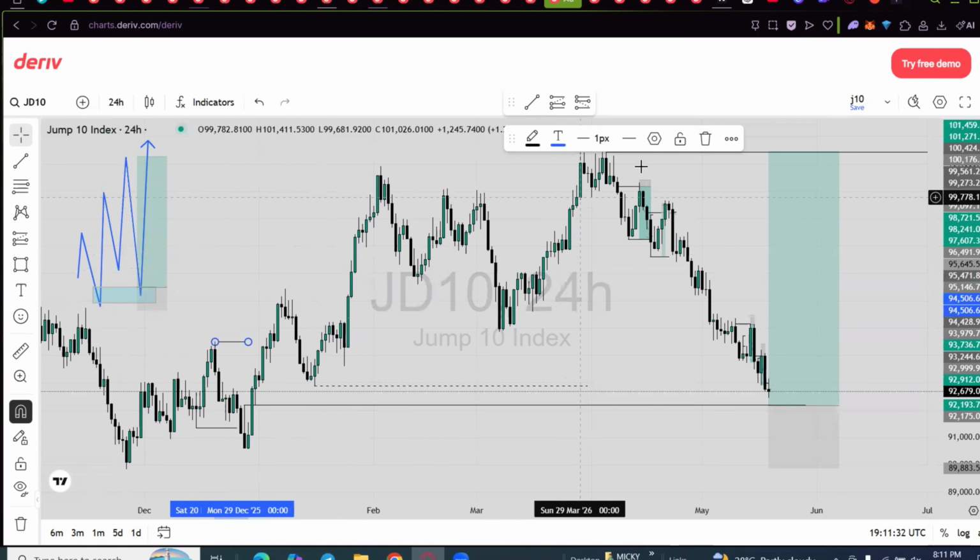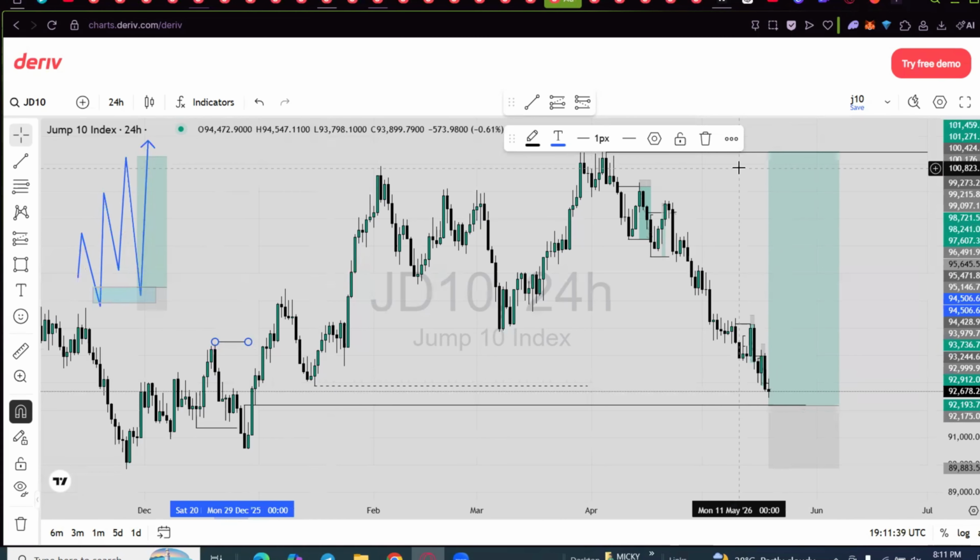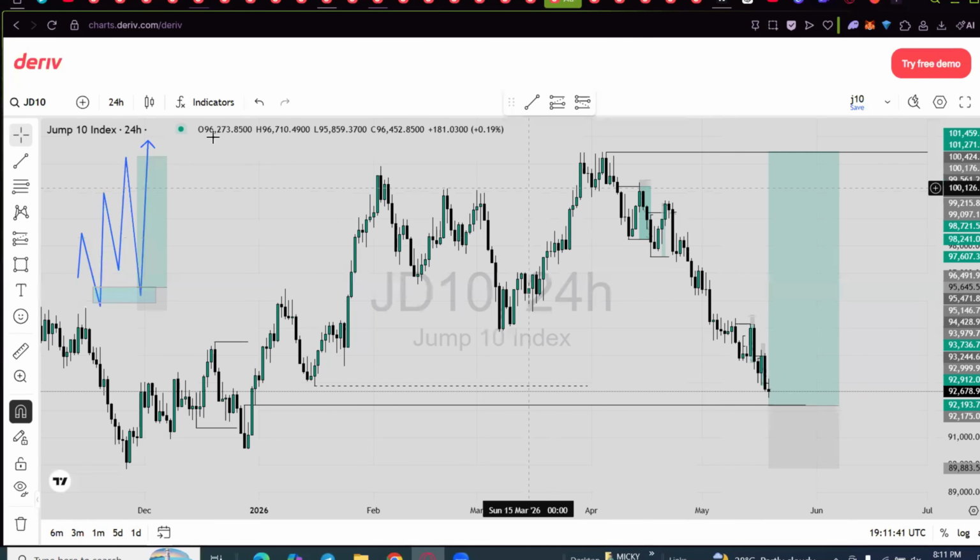So what we're expecting is the market to come back into that zone, retest it, and buy to the highest point the market got to before getting to the POI, which is the same thing I just did here.